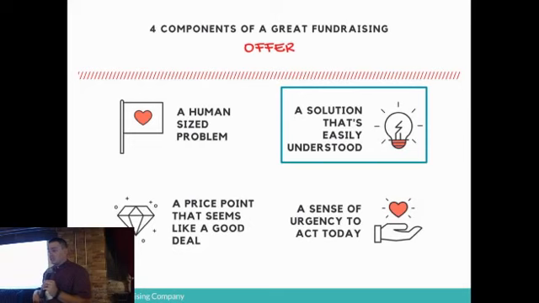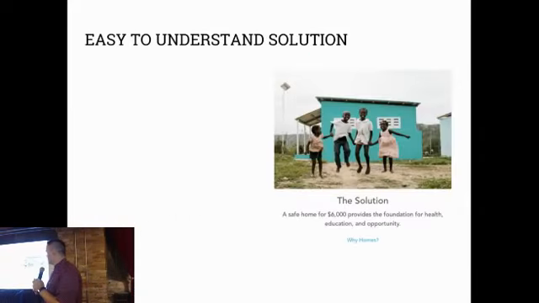Then a solution that's easily understood. Again, so in the News Story example, we build a home for 6,000 bucks. It's pretty simple, right? People need a home, we build a home.